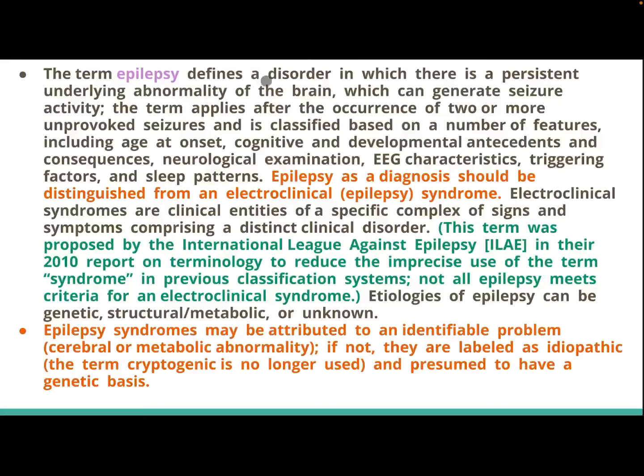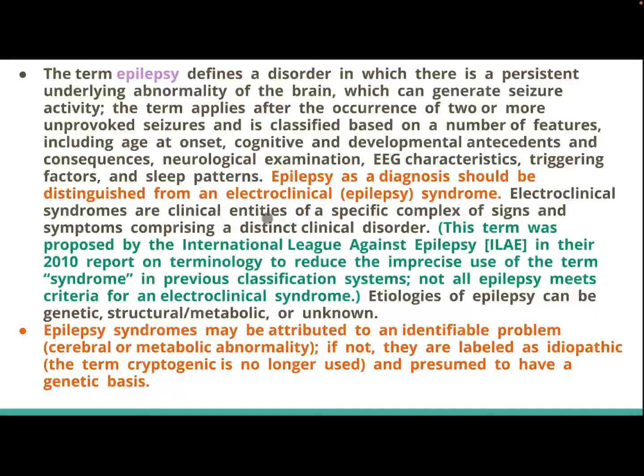The term epilepsy defines a disorder in which there is persistent underlying abnormality of the brain which can generate seizure activity. The term is applied after the occurrence of 2 or more unprovoked seizures and is classified based on a number of features, including age at onset, cognitive and developmental antecedent and consequence, neurological examination, EEG characteristic, triggering factor, and sleep pattern. Epilepsy as a diagnosis should be distinguished from electroclinical epilepsy syndrome.